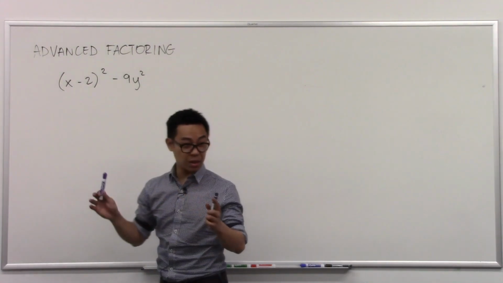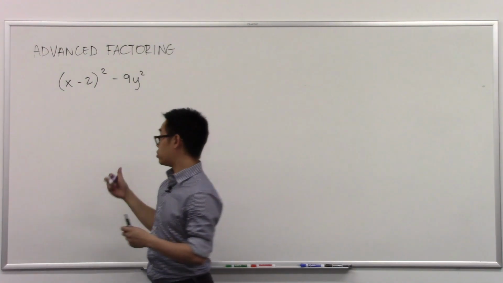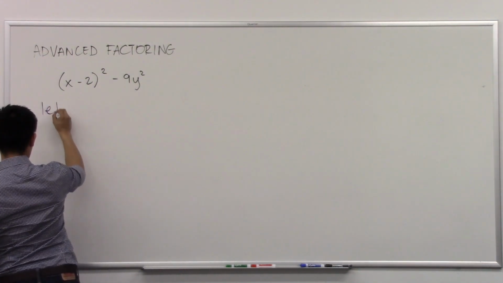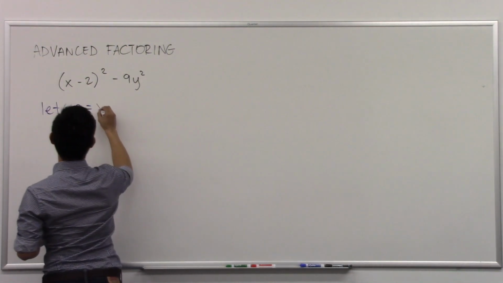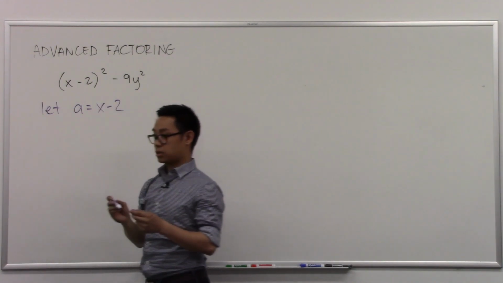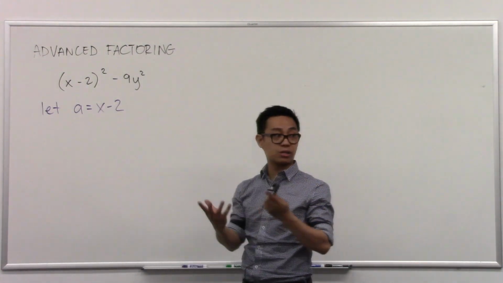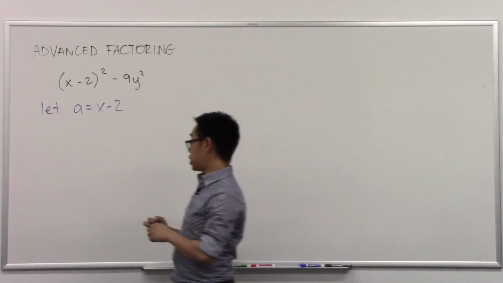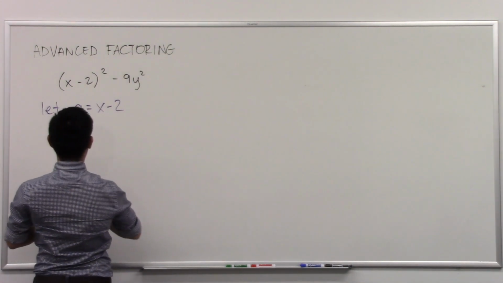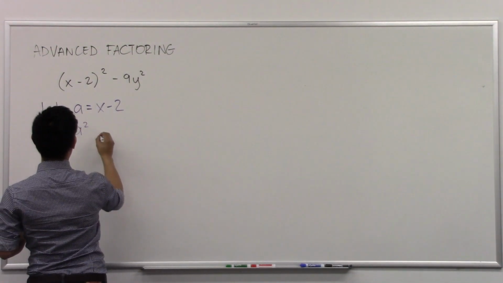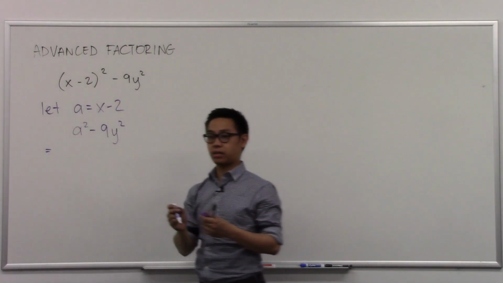There is a little trick to help you. The thing that makes this so confusing is this whole x minus 2 in brackets. So what you can do is you can say, why don't I let a letter that's not being used here equal x minus 2? Okay? If I let a equal x minus 2, that changes the expression. And I can change it now to be a squared minus 9y squared, and factor that expression instead.